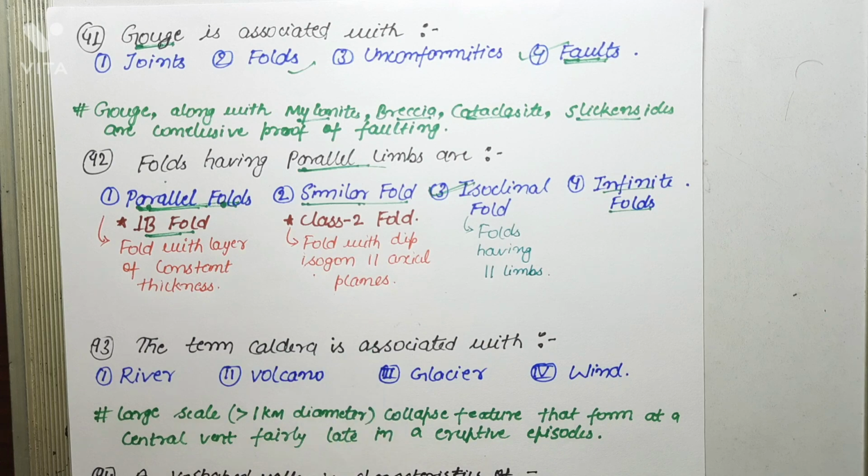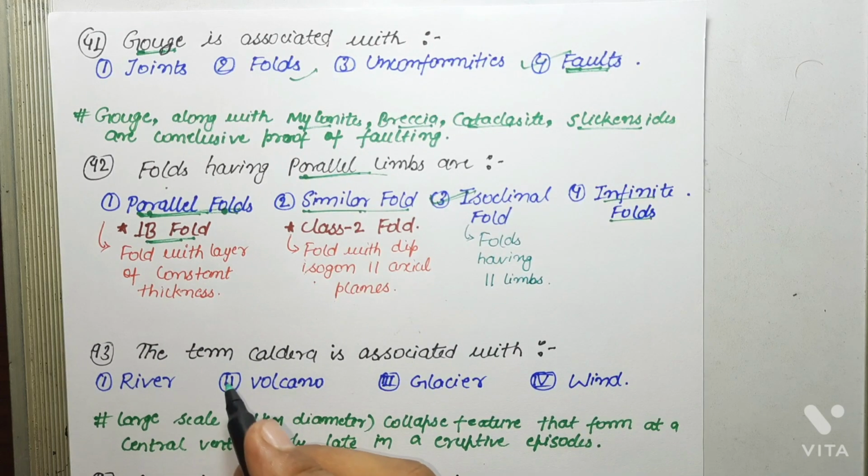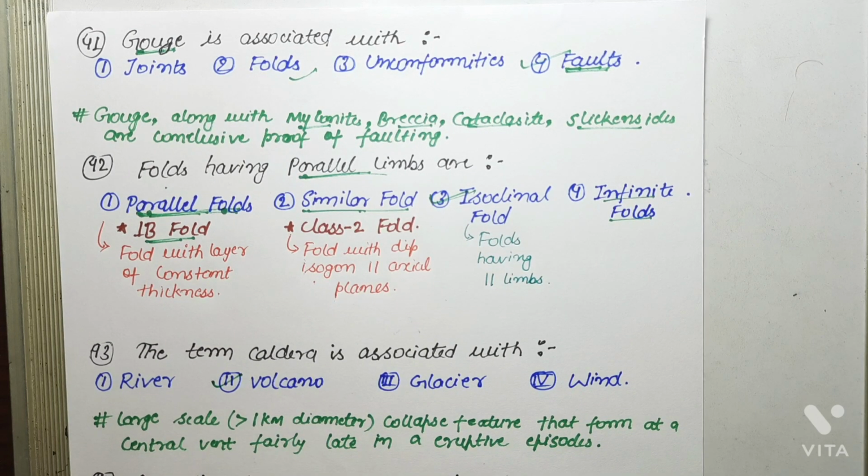The term caldera is associated with. To answer this question, you should know what is caldera. Calderas are large scale collapse features in which diameter is greater than 1 kilometer, which are typically formed at central belt fairly late in the eruptive episode. Or you can say these are a large depression formed when a volcano erupts and collapses. So from the definition itself, it is clear that caldera is associated with volcano, not associated with river, not associated with glacier, and neither associated with wind. So caldera are associated with volcano. These are collapse features. Remember this thing.